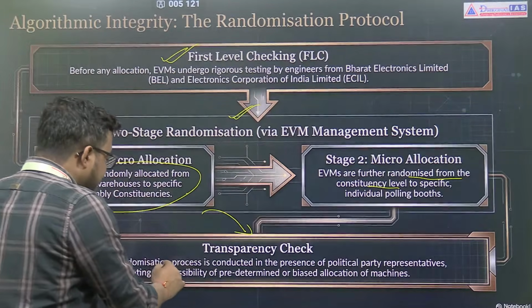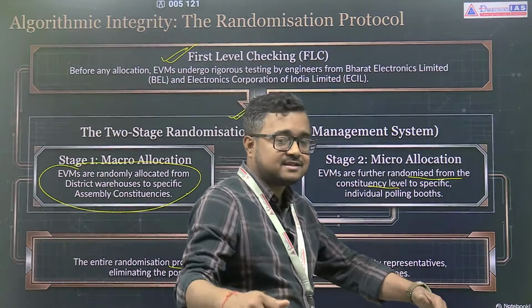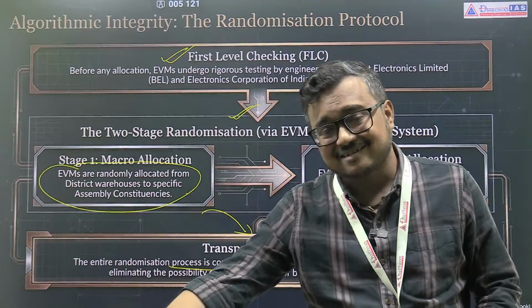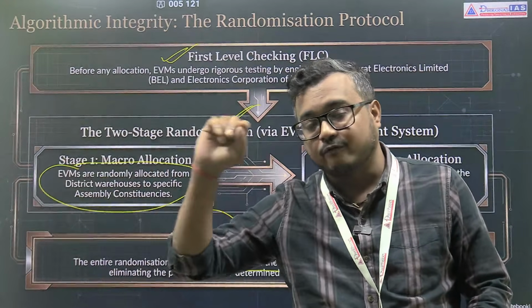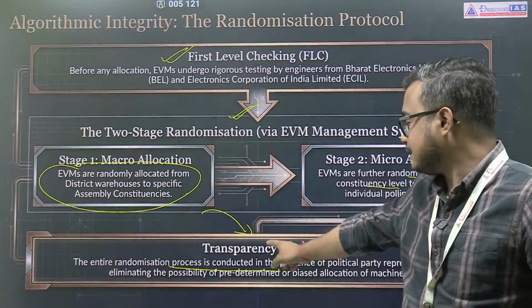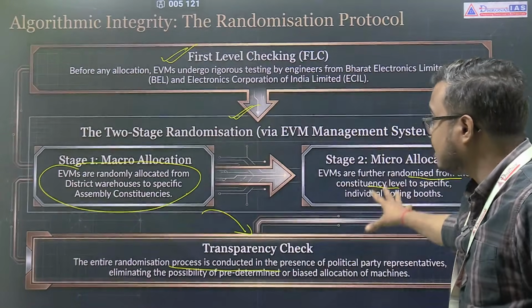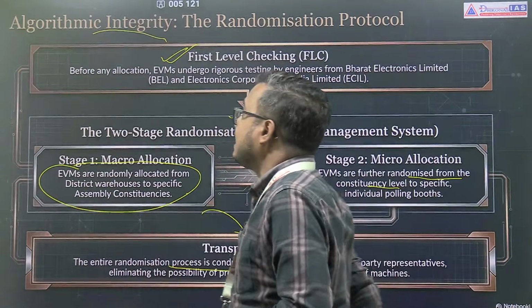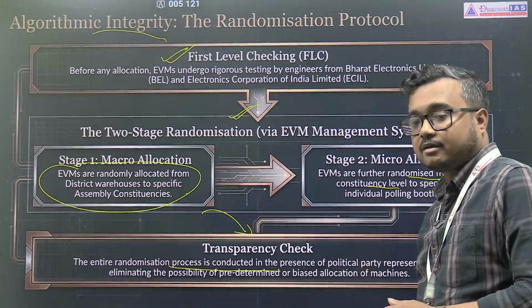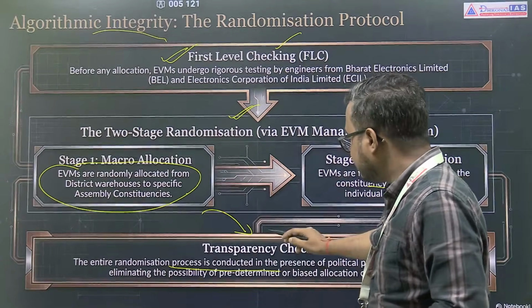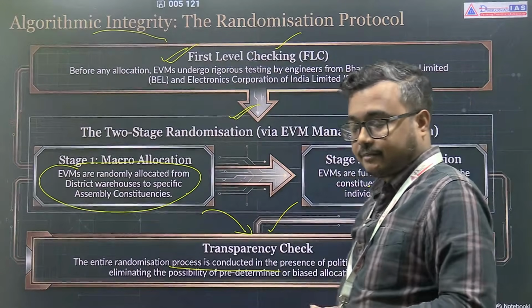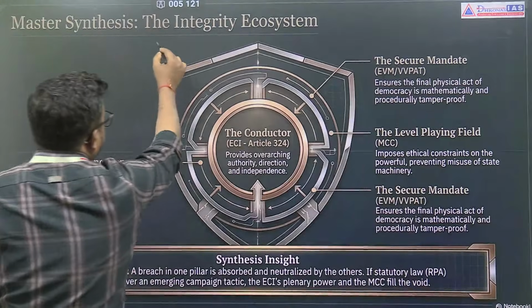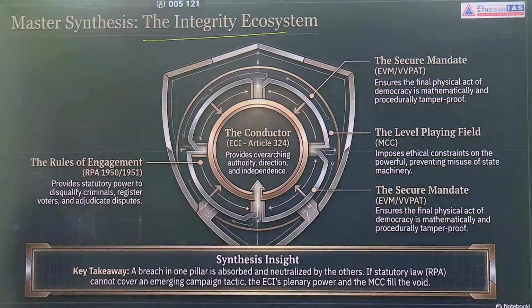Achha. What about the last stage, that is transparency check? So there will be an entire process check in presence of all the political party representatives. So you press and you will see that the vote will go to your party. He will check that. That is transparency check. So these are the data integrity, or the algorithmic integrity, that we are talking about, from first level checking to transparency. Right? Okay.